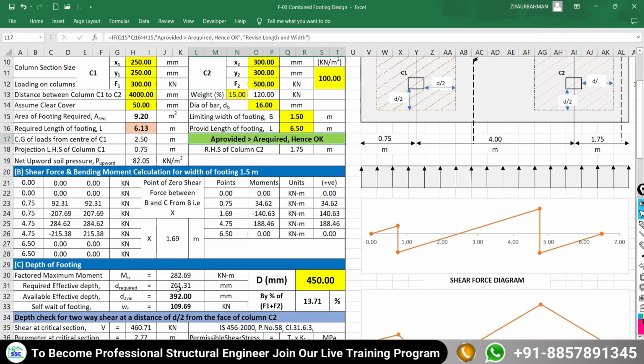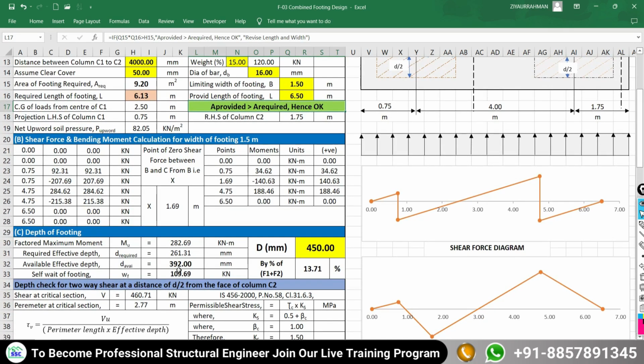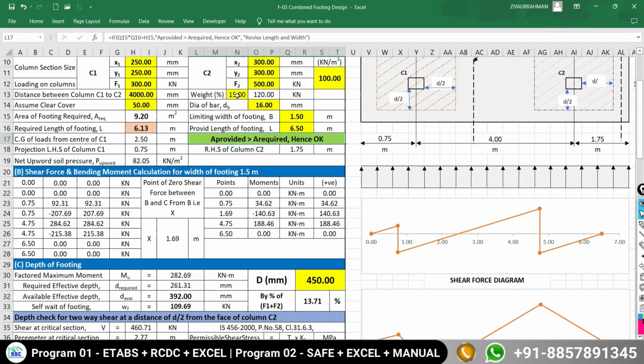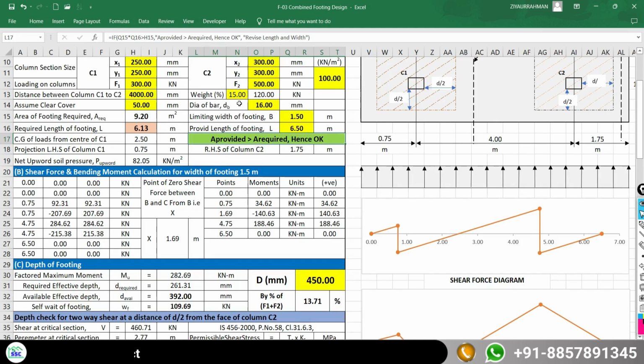Now, the effective depth requirement is 261. Again we are safe by providing 450 mm. Now the effective depth available is going to become 392. In respect of that, the self weight of the foundation we have to consider is at least 13.71, but we have considered 15. So we are on the safe side.